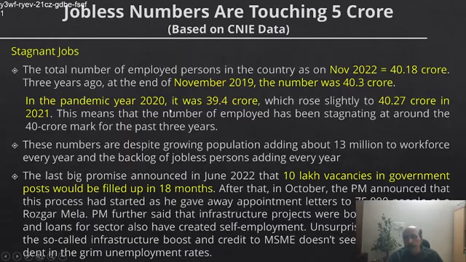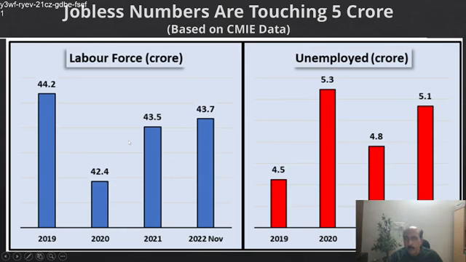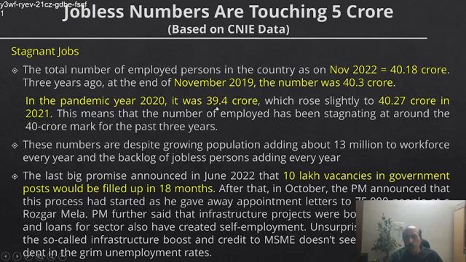As a result, the number of people seeking employment is rising every year, because every year we are adding 1.3 crore people in the labor force market. Only in the pandemic year, it slightly declined. The labor force participation rate slightly declined, and therefore only 39.4 crore people were employed because of the pandemic. But it further increased to 40.27 crore in 21. Therefore, if you see the trend from November 19 till November 22, the number of people employed remains almost stable. It means the jobs are stagnant. No new jobs are created.